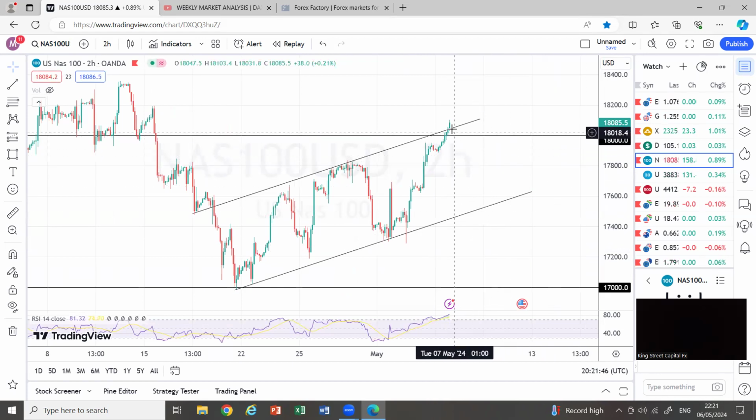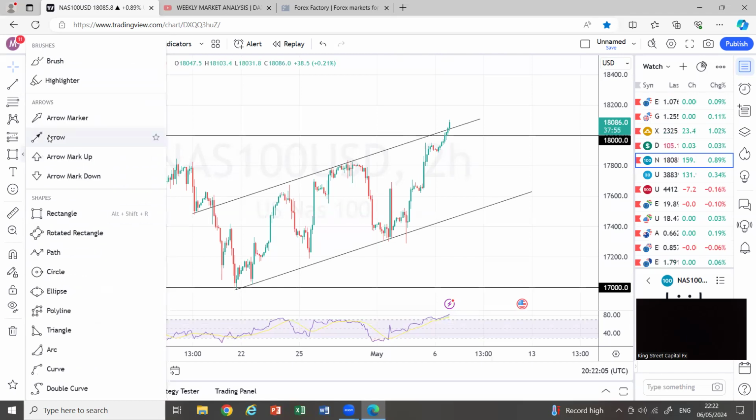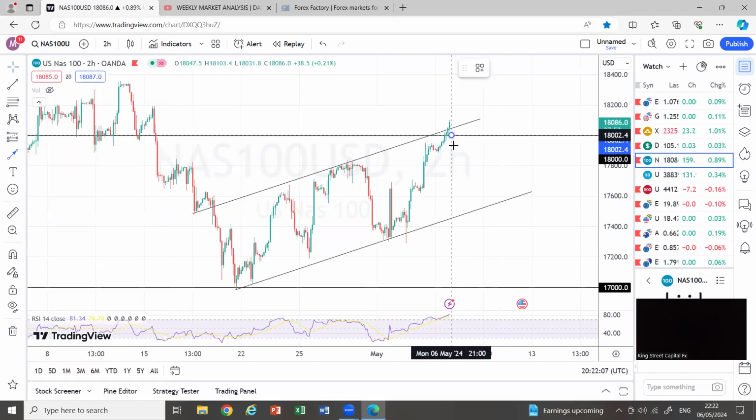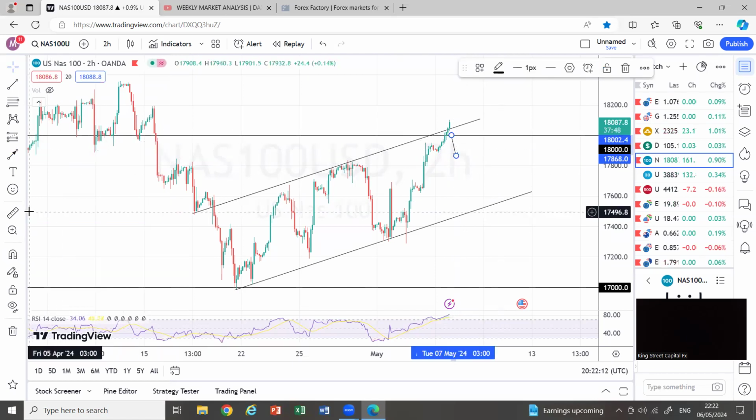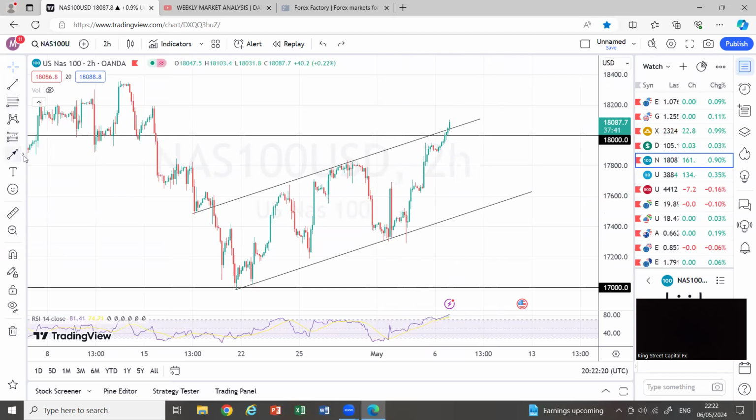Just waiting to see if the market can close below this price of 18,000, maybe a close, retest, continuation to the downside. That is really what we're also looking for on this one. So if the market can close, let me actually make the path. It's much easier for me.